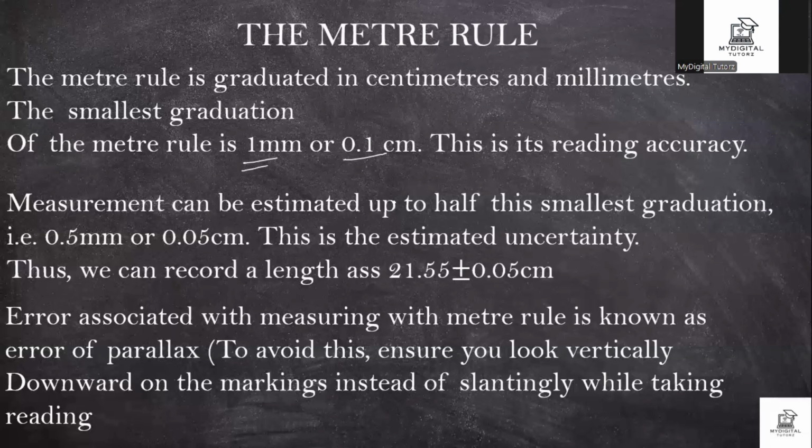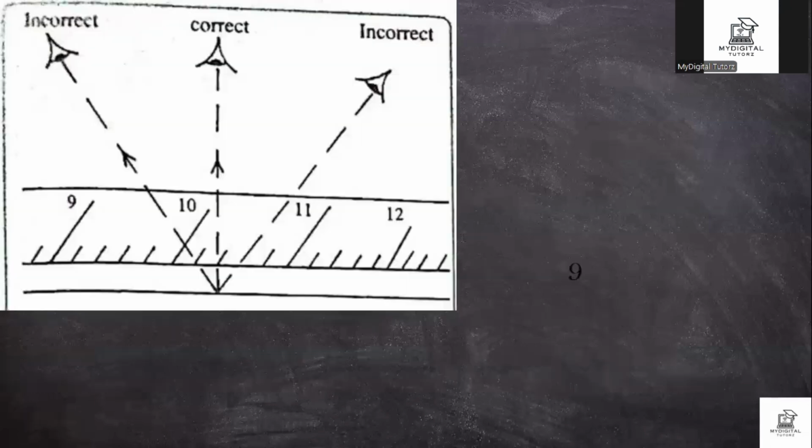Is that taken now? So take note of this. Error due to parallax. How to avoid it is to look vertically down on the marking. I hope I'm communicating. Okay. So this is how we should look at the meter rule while taking a reading.